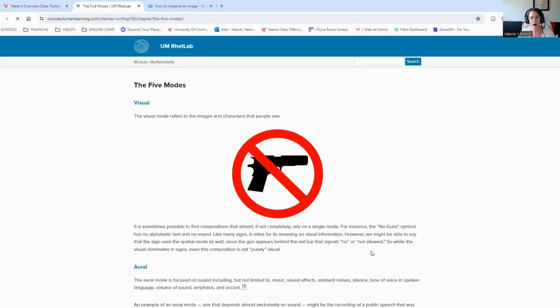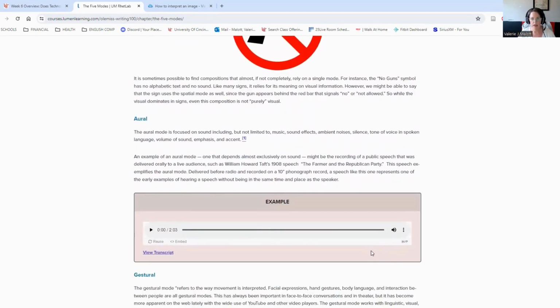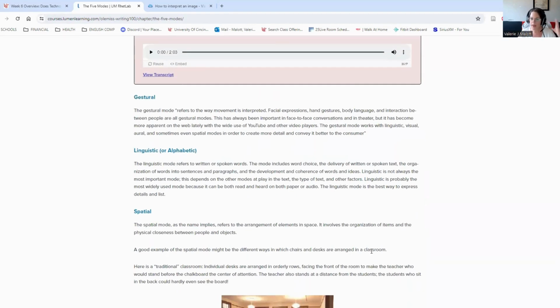Moving through, they provide examples of each of the modes, which I kind of gave to you. But these are all things to be thinking about as you start to analyze whatever it is you're analyzing.